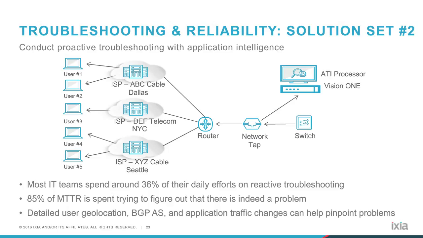Some examples of questions that can be answered by this type of metadata include: is there an application failure on the network? Is there a geographic or service provider connection responsible for the loss of service? Are there unusual or increased usage of specific application features, for example, skip, tracks, repeats, and so on? Or are there unusual increases or decreases in application traffic?